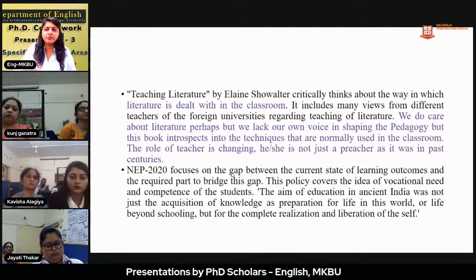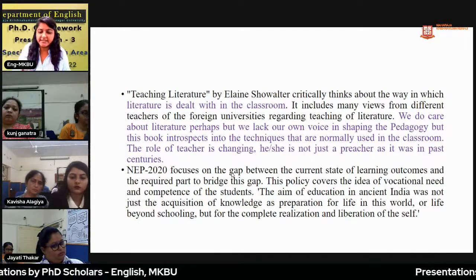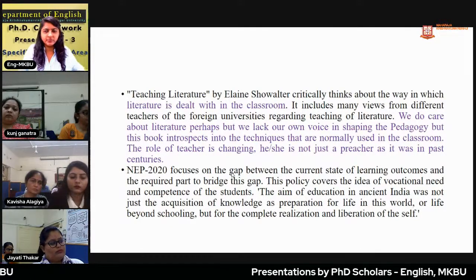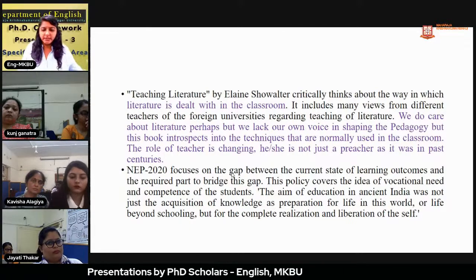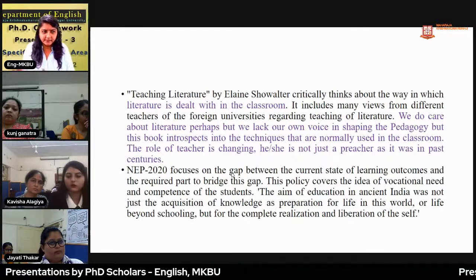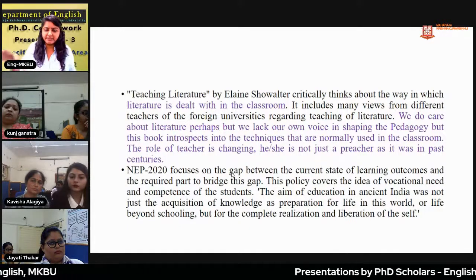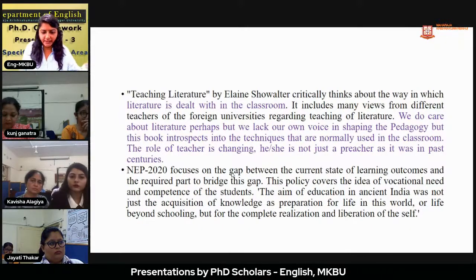Then we have also gone through the NEP 2020, which is focusing on vocational courses. So for vocational courses, we have to expose students towards skills, how they can develop for the world. So in a way, this pedagogy is helpful, as according to NEP 2020.